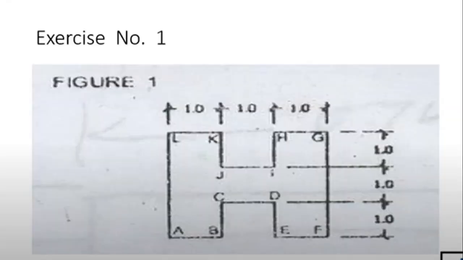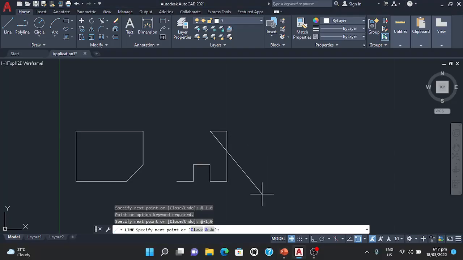Again, from point H to point I, we have a vertical distance of 1. Point H to point I is going down, so automatically our change of y is negative. So our change of y is -1. Our change in x would remain 0. So let's type @0,-1.